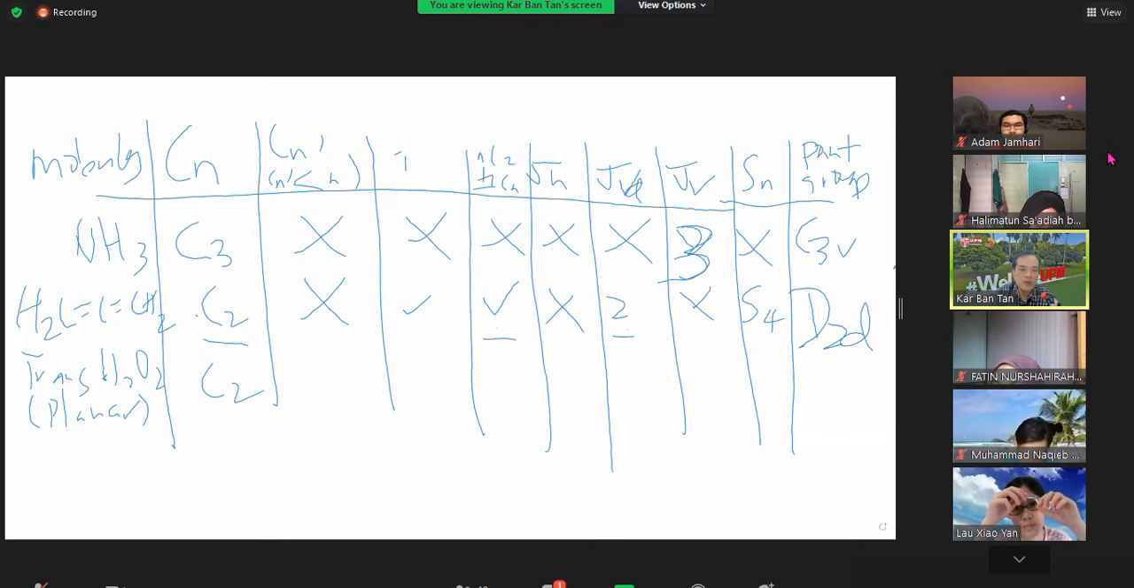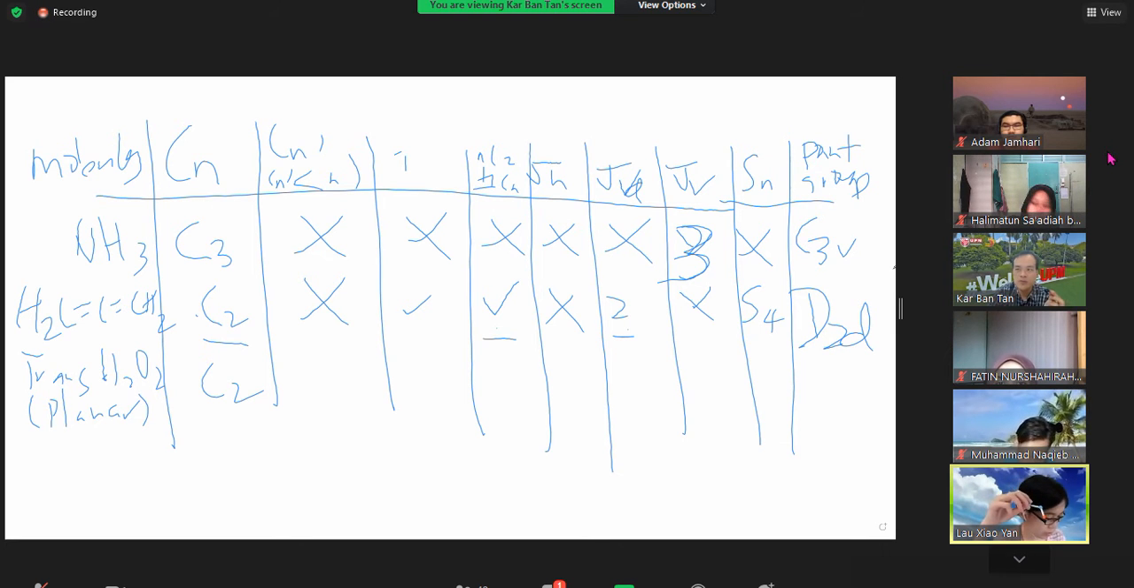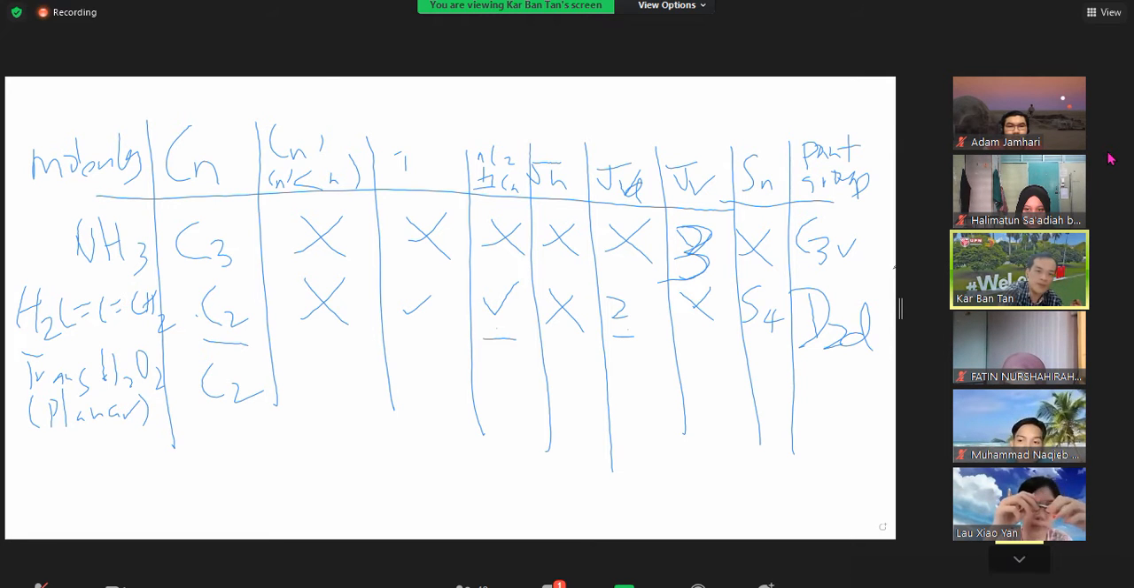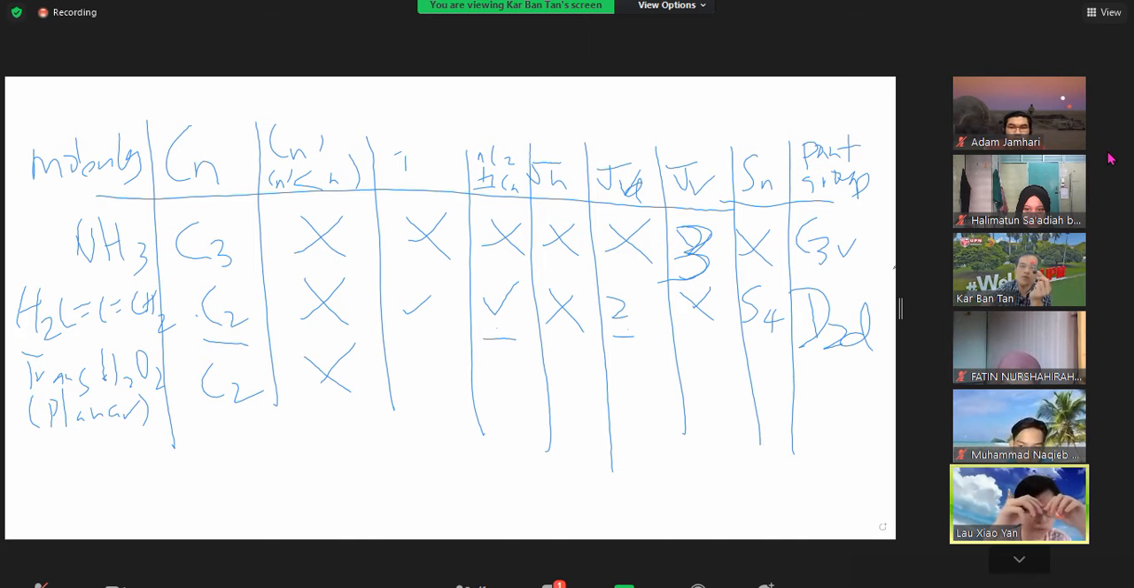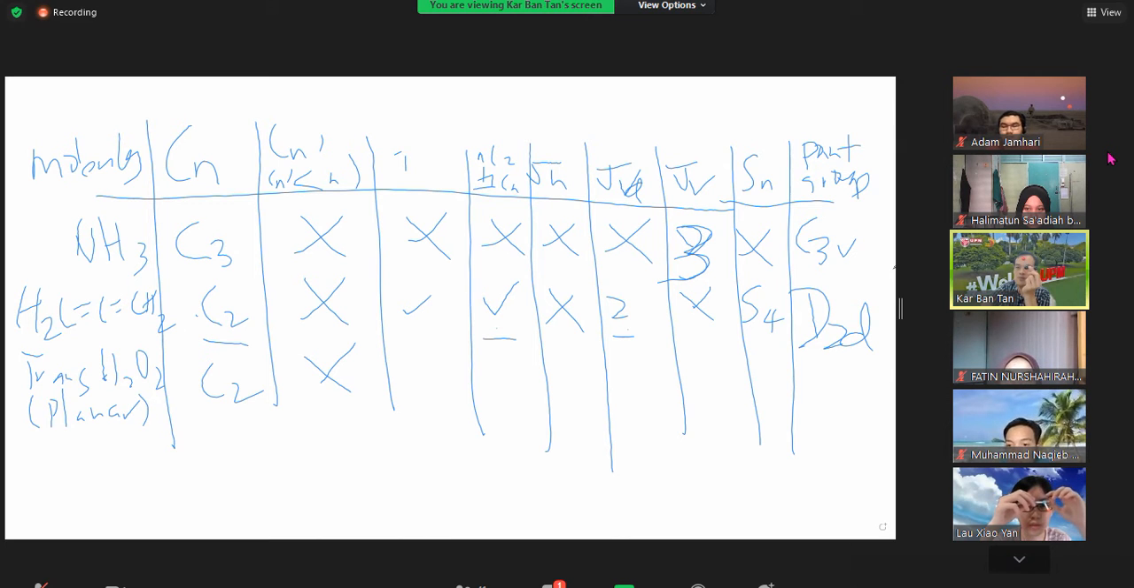Next column, Xiaoyan, what will be your answer? Since it's C2, no C2 prime, right? Inversion center. Yes. Where is your inversion center? Exactly at the middle between the two oxygen bonds. This one travels equal distance in the opposite direction, one at the top, one at the bottom. So it does have one inversion center.